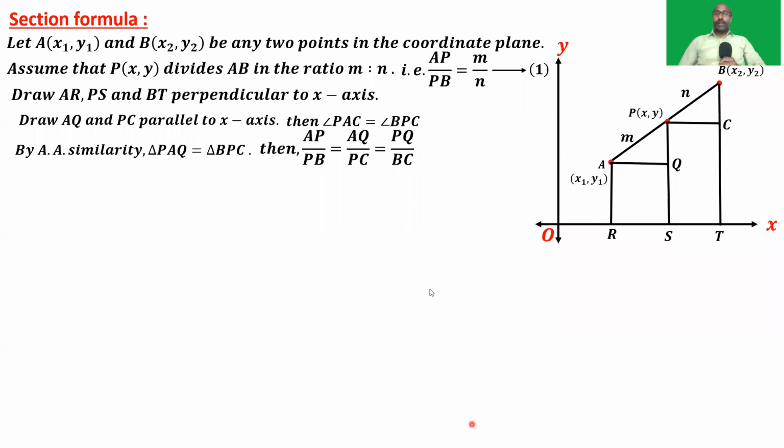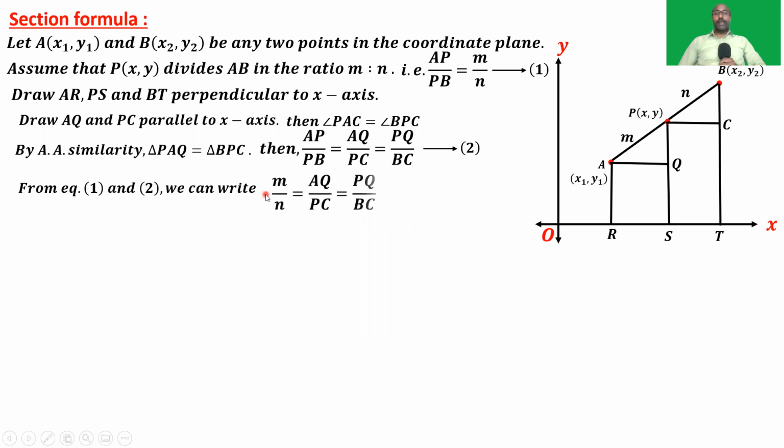Take it as equation 2. From 1 and 2 we can write m by n, that is, substituting AP by PB is equal to m by n, we can write m by n is equal to AQ by PC, that is equal to PQ by BC. Write it as equation 3.